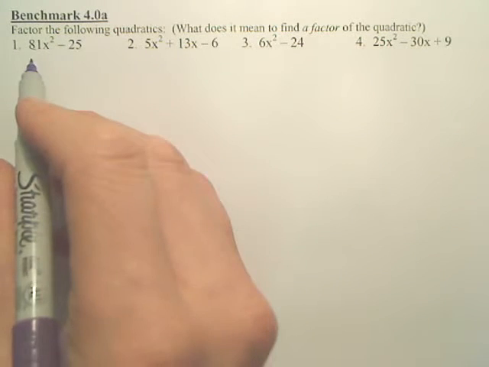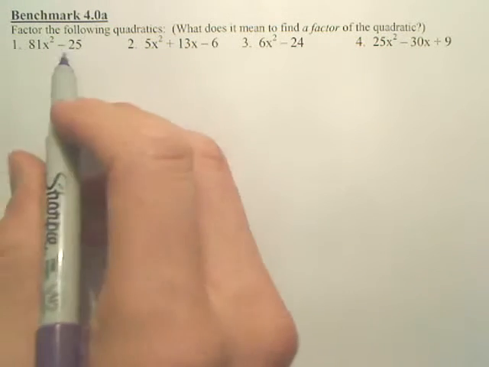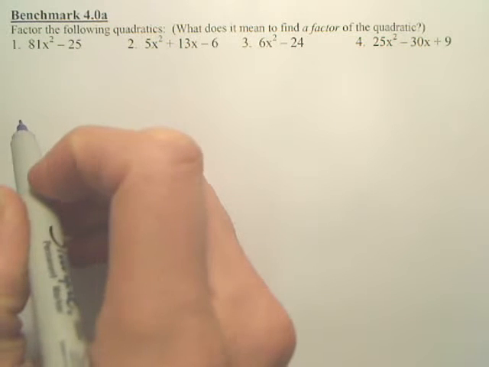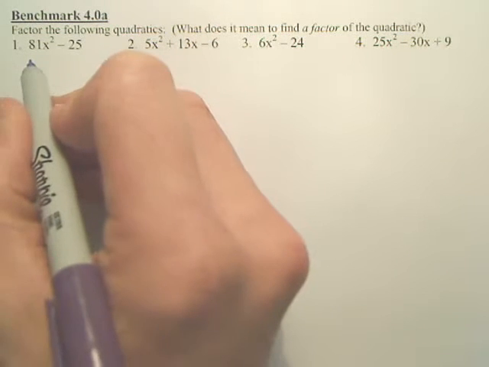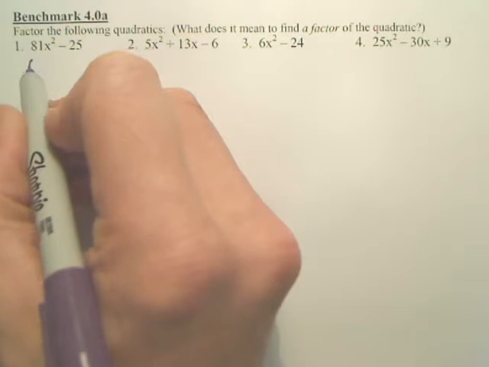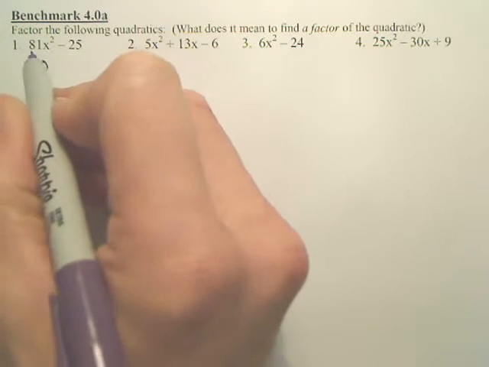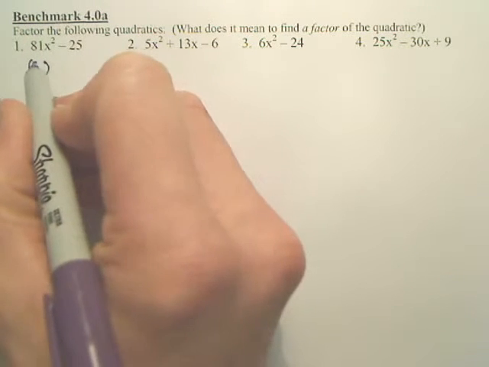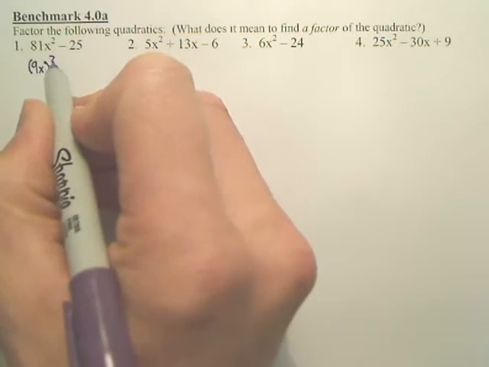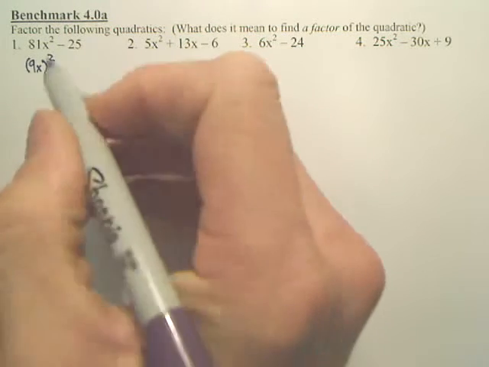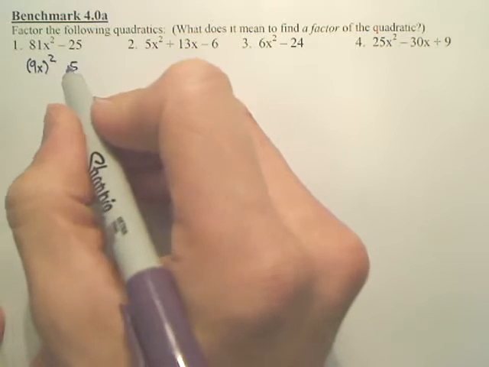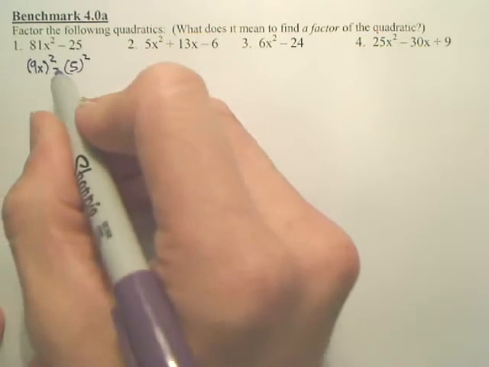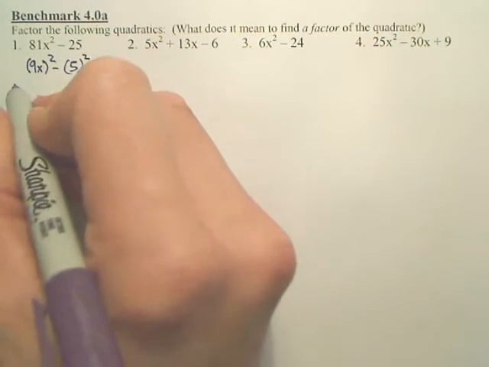Benchmark 4a. Let's factor this. Whenever you have a binomial, it's most likely a difference of squares. What we do for difference of squares is we look to see, is this something squared? Yes. That's 2x, that's 9x squared.